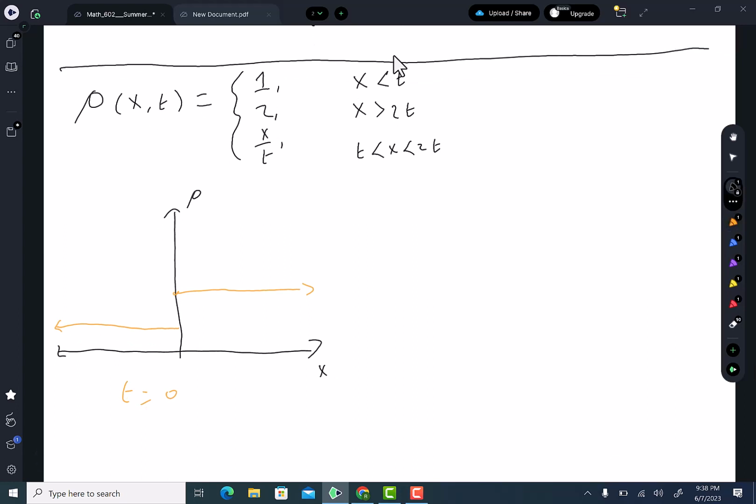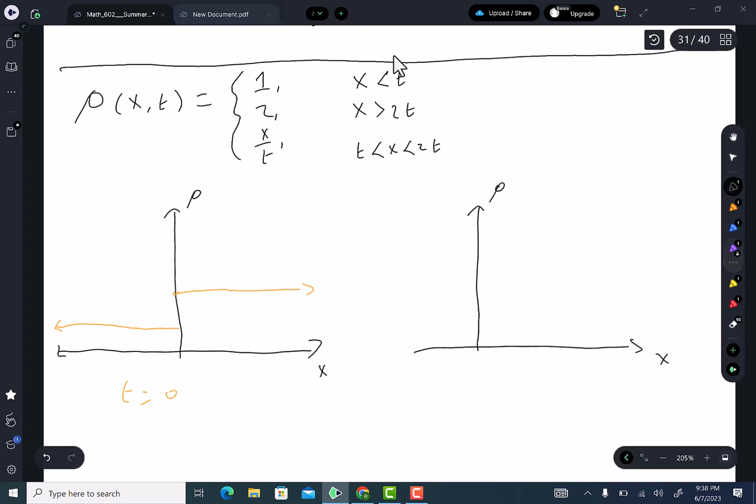Okay, now let's look to see what happens maybe when t is equal to 1. So this is going to be when t is equal to 1. So again, this is the x-axis. This is the rho axis. So what's going to happen if I look at my solution for rho when x is less than t? In other words, when x is less than 1.